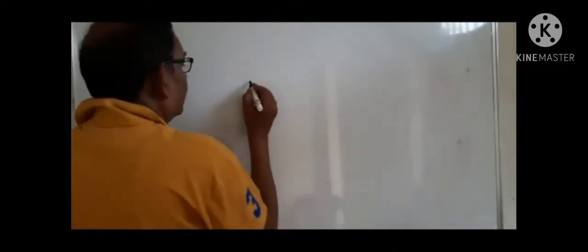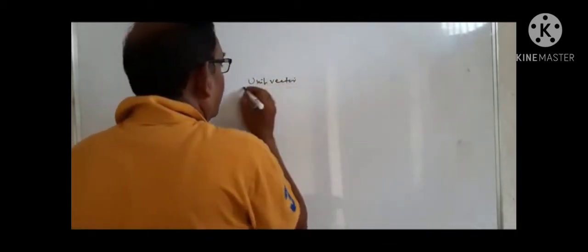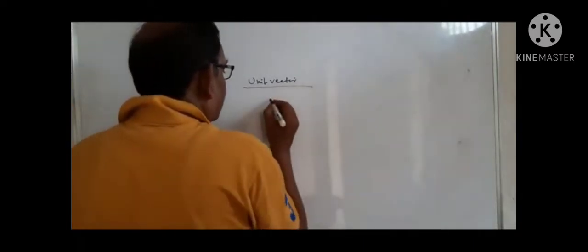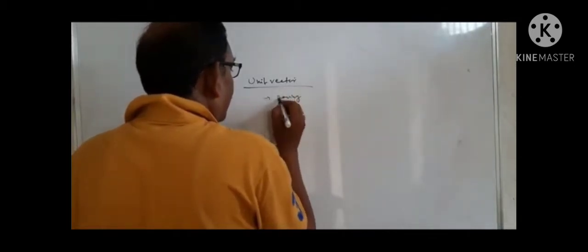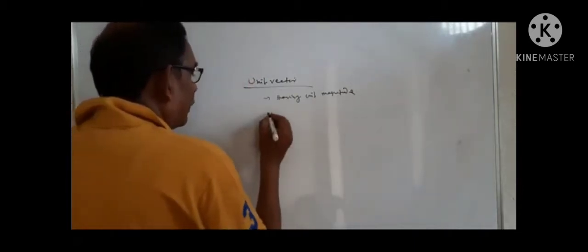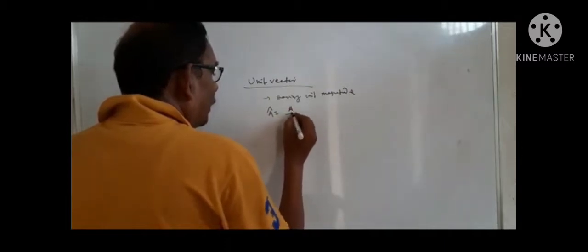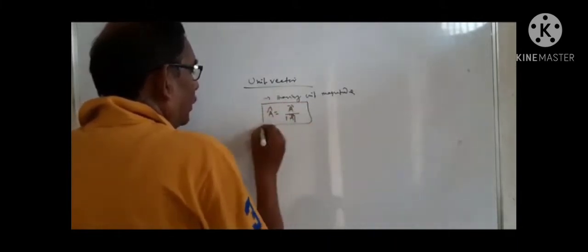Now, unit vector. What is a unit vector? Unit vectors have unit magnitude. And how is it written? A cap is equal to A by A bar. This is your unit vector.